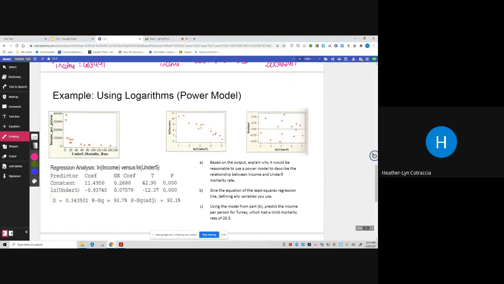So power model, again, that's where you natural log both variables. And the reason why it would be good to use is because, again, look at that residual. You can see that there's that chaos that we're looking for.